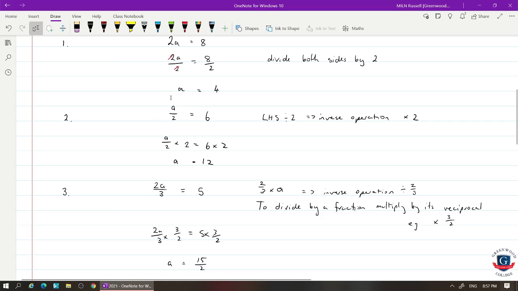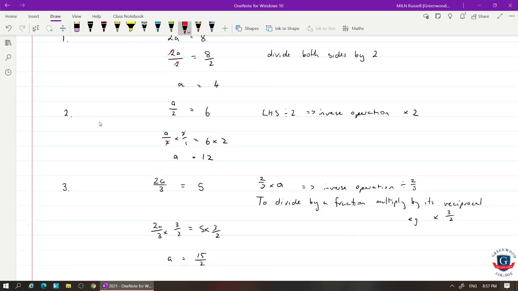Okay, in this case we've got a divided by 2 equals 6. This is the same as saying a divided by 2, a over 2. So we're going to multiply by 2 is the inverse operation. If we multiply by 2, we end up with something that looks like this. And these will cancel, and a over 1 is just a. If we multiply the left-hand side by 2, we have to multiply the right-hand side by 2 as well. So that will give us a equals 12.